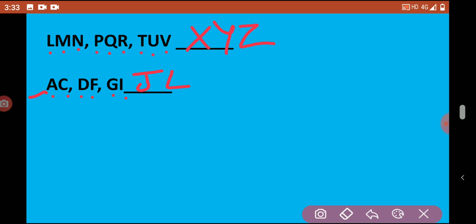So in alphabet patterns, we observe the alphabet and try to find out the next one.